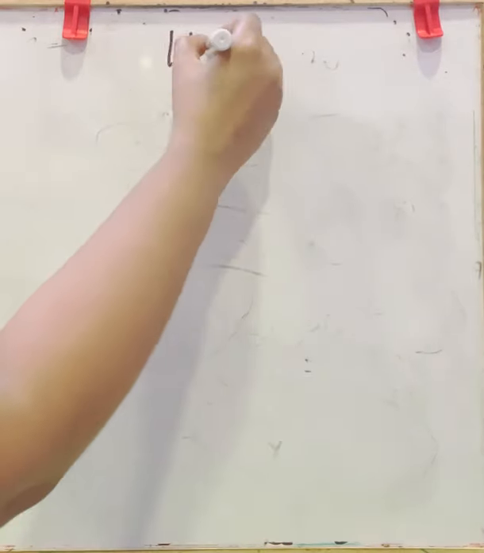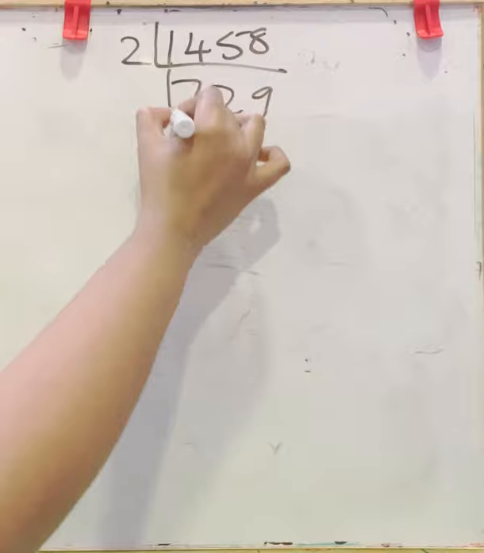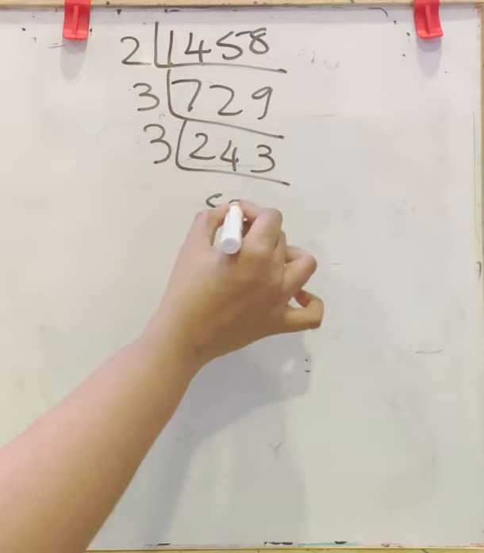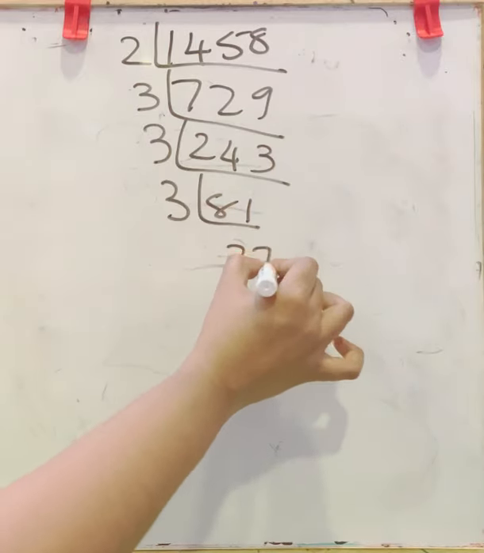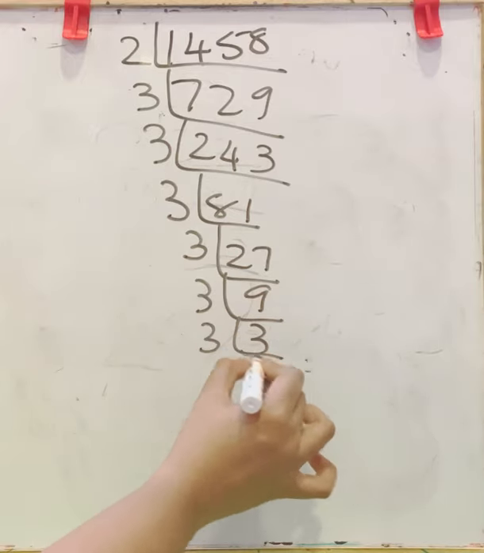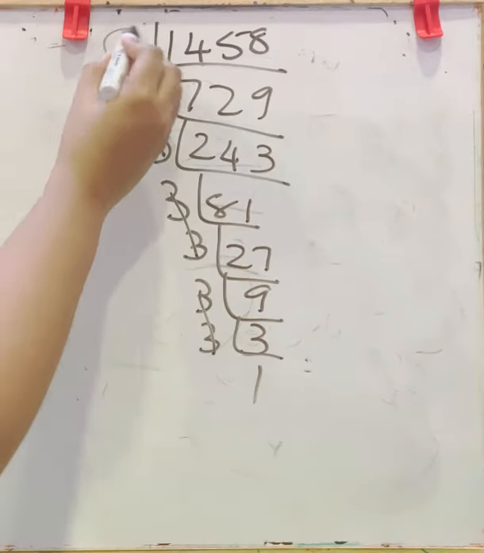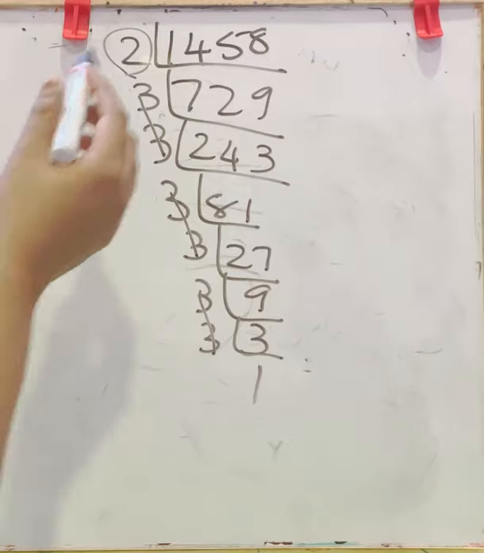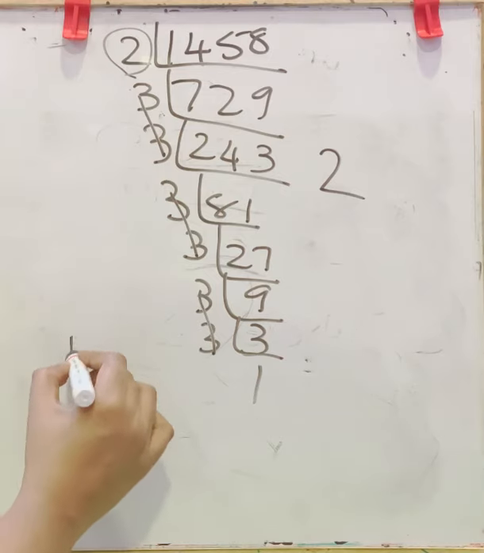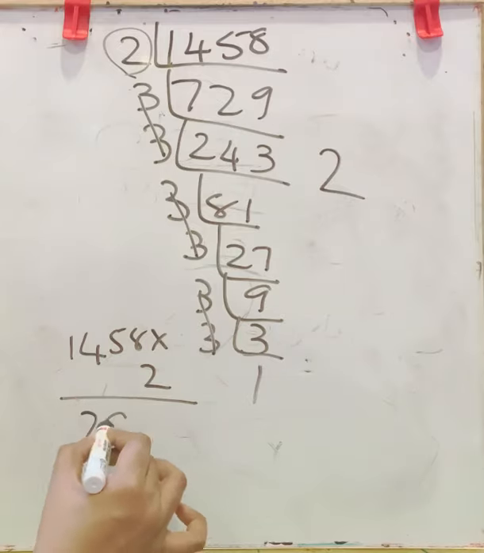Next number 1458. Factorize it. 2, 729, 3, 243, again 3, 81, again 3, 27, 3, 9, 3, 3, 3, 1. Now the 3s have pairs, but for 2 you have no pair. So which number should be multiplied to make it a perfect square? 2 should be multiplied with this number. 1458 into 2, you will get a perfect square number, that is 2916.